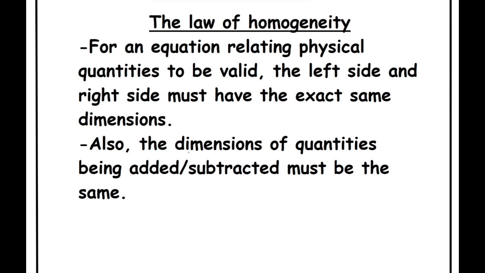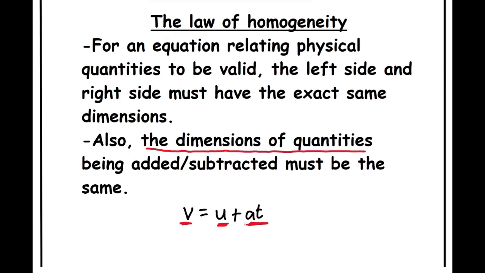Let's have an example. If we have the equation velocity equals initial velocity plus acceleration times time, it means that the dimensions of quantities being added or subtracted must be the same. It means that the dimensions of velocity must be the same as the dimensions of initial velocity and the dimensions of this last part, acceleration times time. So we have to establish the dimensions of velocity, and initial velocity in this case will have the same dimensions as final velocity because they're the same quantity. With that in mind, let's get into it.